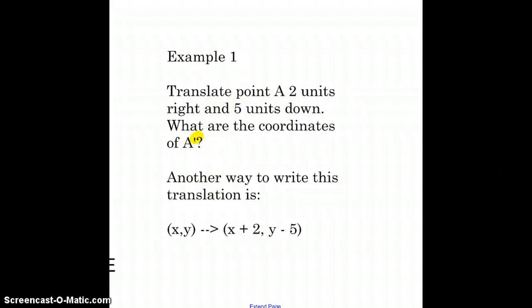Now another way we can write this, instead of writing out in words like we see here, sometimes they'll say use the rule, or they may ask you in some of the questions to write it as a rule. They may give you a picture and they may say, hey, write this translation as a rule. And so you would write it like this, x comma y. And if you look here, it's telling us it goes 2 units to the right. Well, we know x's measure left and right, so x plus 2, 2 to the right. Y's measure up and down, so 5 units down, so we have y minus 5. That should make sense. But this is what we refer to as a rule. They say write it as a rule.